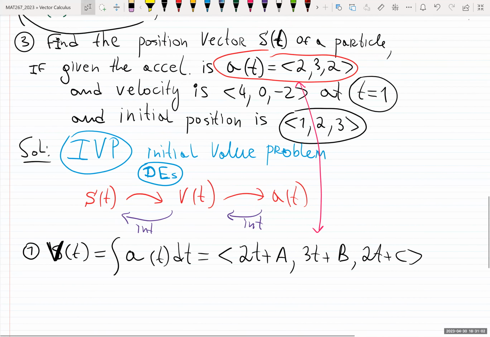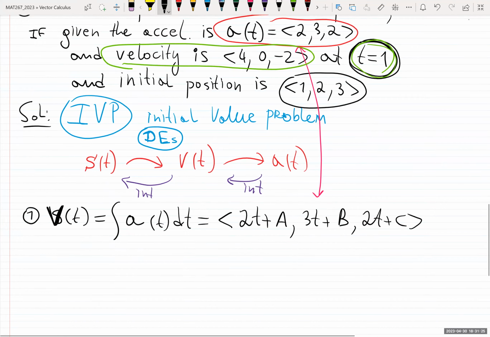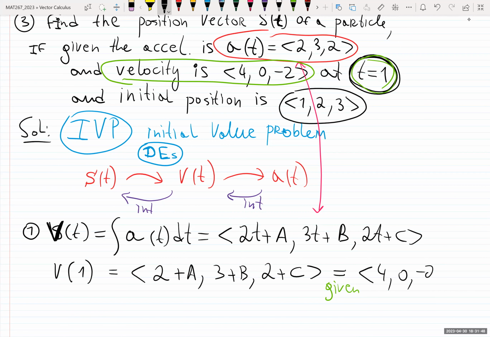Now I need to find those constants. To find them, I need to plug in something that we know. It says at t equals 1, the velocity V is 4, 0, minus 2. So what kind of a, b, c will make it 4, 0, minus 2 when I plug in 1? So V at 1 becomes 2 plus a, 3 plus b, 2 plus c, but it's supposed to be 4, 0, and minus 2.